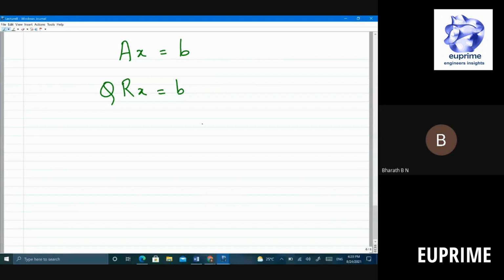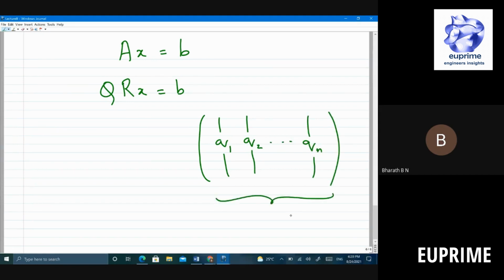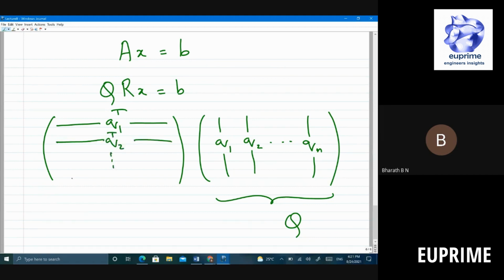What is the inverse of Q? Let's look at this. This is Q, right? What will be the Q transpose? This is Q, by the way. What will be Q transpose? I have to make the columns rows, right? So I'll have it like this. This will be Q1 transpose, this will be Q2 transpose, and so on. This will be Qn transpose.